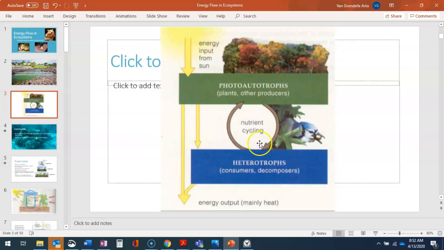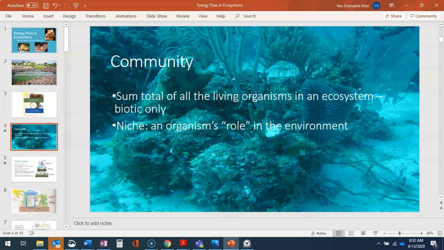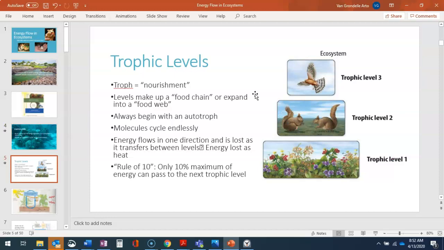So it's really simple. That is not difficult. It's just soil production, really. Okay, so we'll get to that a little more later. Community, we've talked about. I'm not worried about that. Niche. Trophic levels, we've talked about these.